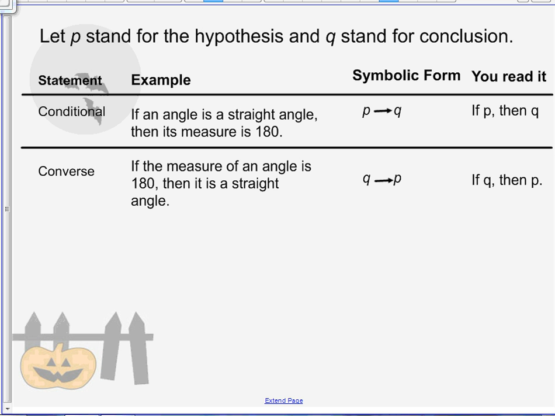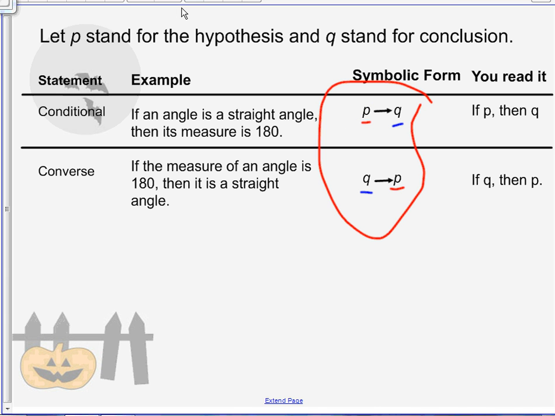Now, there are symbolic ways of representing conditional statements and their converse. In this case, we use P for the hypothesis and Q for the conclusion. So we have, if an angle is a straight angle, then its measure is 180 degrees. Our hypothesis is coming first, and our conclusion is coming second. Now, in the converse, if the measure of an angle is 180 degrees, which is the original conclusion, then it is a straight angle, the original hypothesis. So we can identify conditional and converse statements using these symbolic forms. Just remember, hypothesis P, conclusion Q.